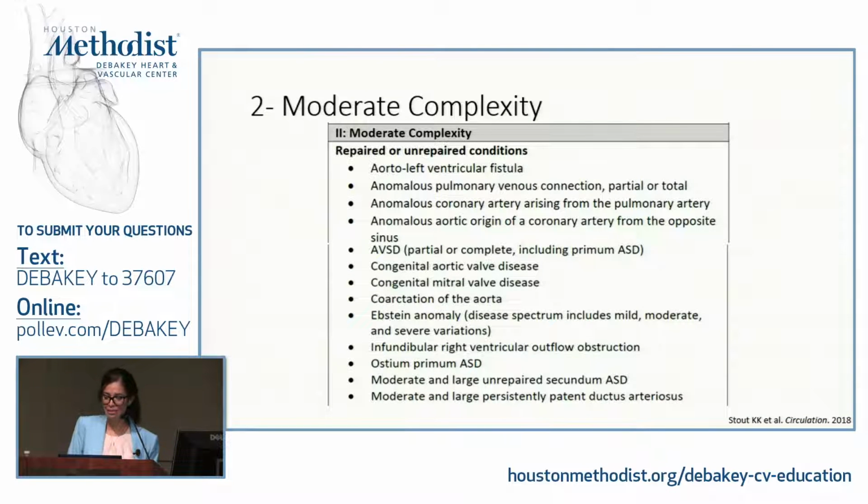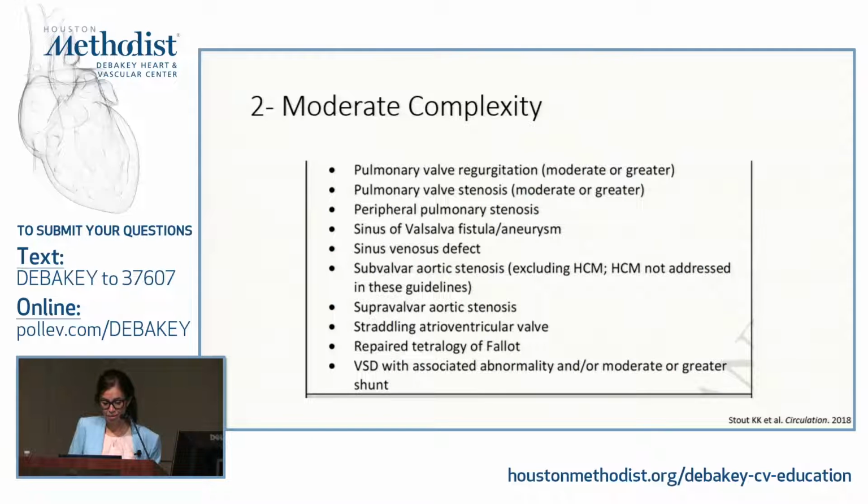And then the moderate complexity, which is going to be the meat of our lecture today, includes a myriad of conditions. We'll touch on anomalous pulmonary venous returns, AV canal defects including primum ASDs, congenital anomalies of the aortic valve, coarctation, and Ebstein. In the same group, we can find pulmonary valve stenosis, which we won't discuss particularly today. Sinus venosus defect, we'll touch on that. Subaortic AS and repaired tetralogy of Fallot are here too in the moderate category.